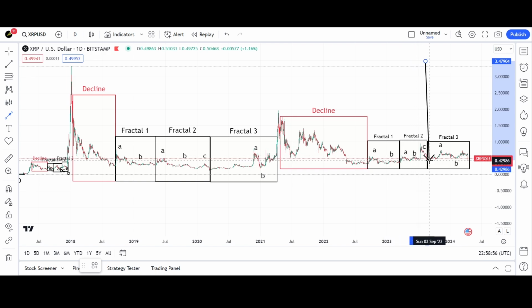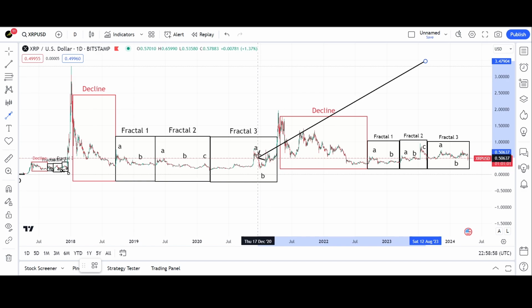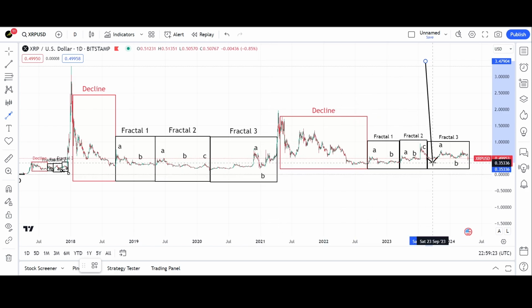In fractal 3, over here, price moves up to a peak, it then declines, it then recovers, does a correction before going into the bull run. So this third fractal has played out many times in the past, and every time it looks different, but they always do the same thing. Price moves up to a peak, which is part A, it then declines, which is part B, it then recovers and does that correction. We see that over here.